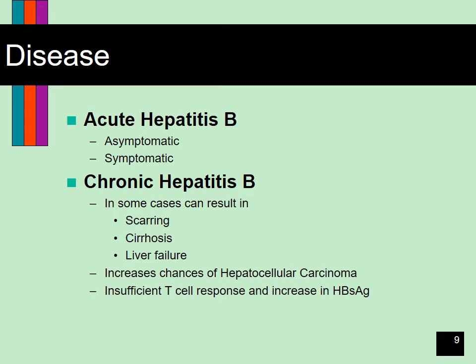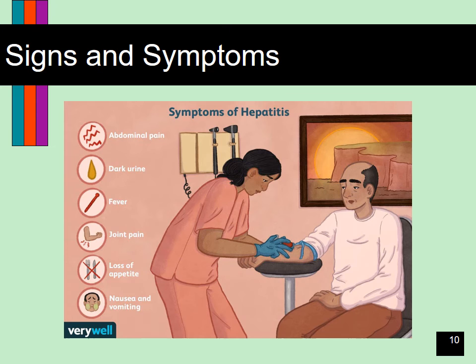Acute hepatitis B becomes chronic in about 5 to 10% of cases. This is usually after 6 months of infection. Symptoms are similar to acute hepatitis B, but are definitely milder. Everyone with chronic hepatitis B is at increased risk of developing complications, including liver scarring, called cirrhosis, when the scarring is severe, and liver cancer. Insufficient T cell response or an increase in HBs antigen in circulating blood can result in chronic hepatitis B. This is just a brief summary of the signs and symptoms you would expect to see in a patient with hepatitis.